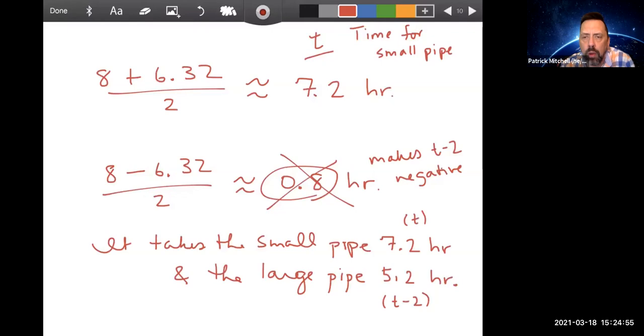Yes. So I don't think you can see the question, but I can. It says, find the time to the nearest tenth of an hour each pipe can fill the tank alone. That is what we wanted.